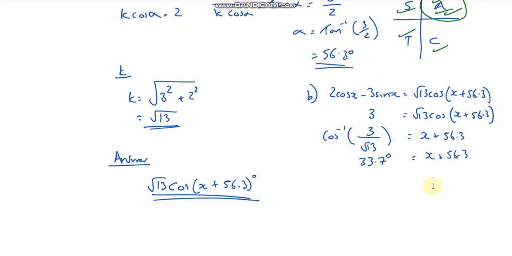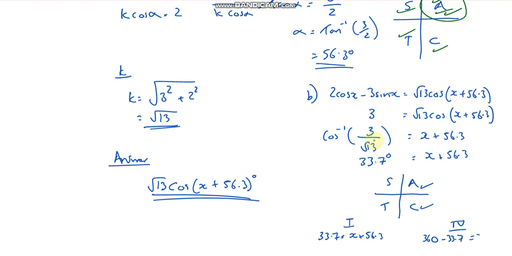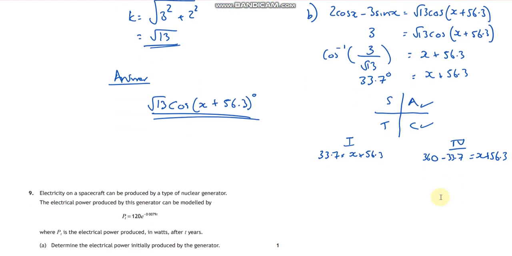And then it's just a standard trig solve. We have to say which quadrant are we in. So I was looking for when cos is positive. This value in here, positive, yeah? So cos is positive here and here. So I've already got my quadrant 1 answer, which is going to be 33.7 = x + 56.3. Fantastic. And my quadrant 4 answer will be 360 take away 33.7 = x + 56.3.